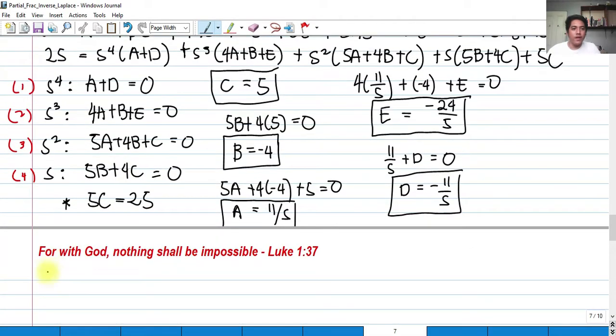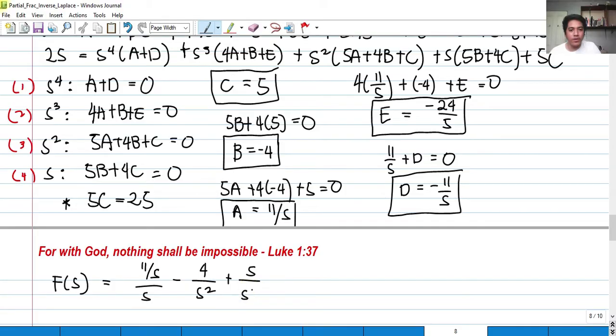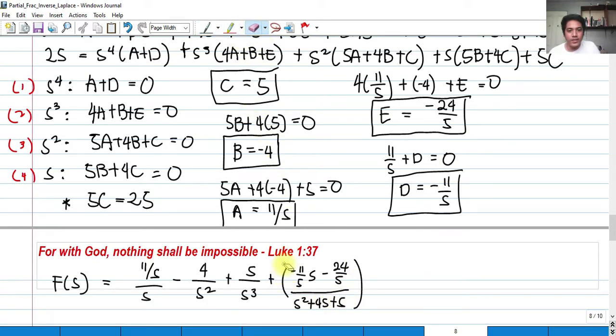So again, our given f of s is now equal to 11 over 5 over s. That's the value of a. Minus, because our value of b is negative 4, so minus 4 over s squared. And then we have plus 5, that's the value of c, over s cubed. So let's make it a plus, and our d is negative 11 over 5 s. ds plus e, where e is negative 24 over 5, over s squared plus 4s plus 5. So let me just rewrite the parentheses.